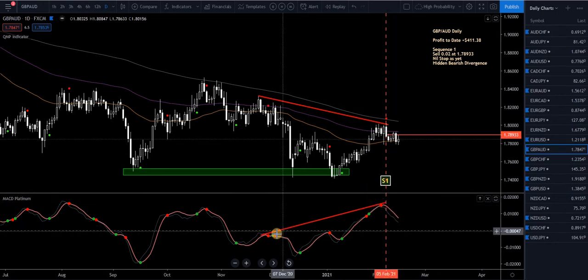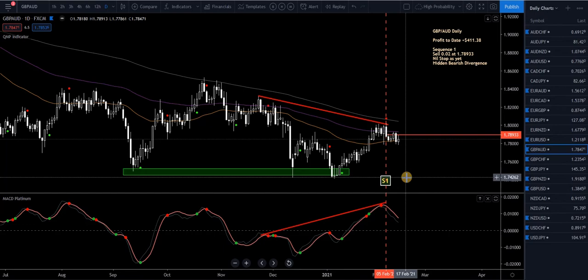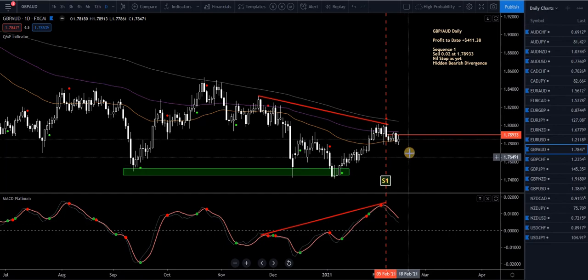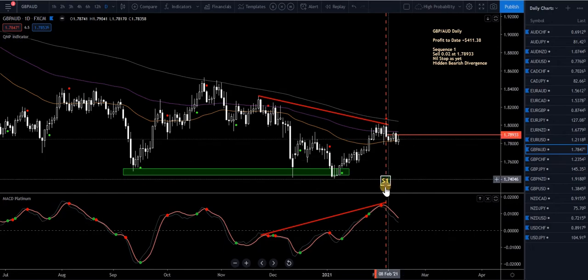Pound Aussie in a sell here, sort of messing with my mind a bit, based on hidden bearish divergence, so no stop. You can see it here, marked here. Ideally want to see this move down. Of course we do, because we're selling. But at the moment we're under the red line, which is good. And we're slowly, the MACD Platinum slowly heading down.